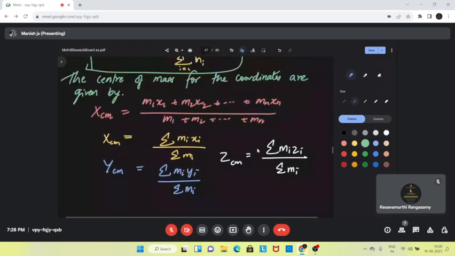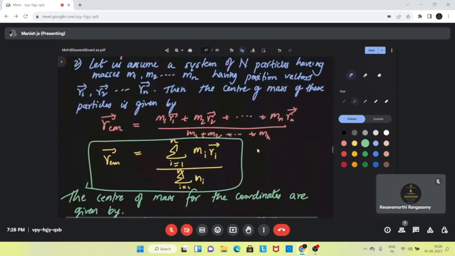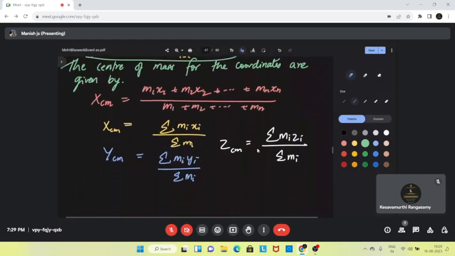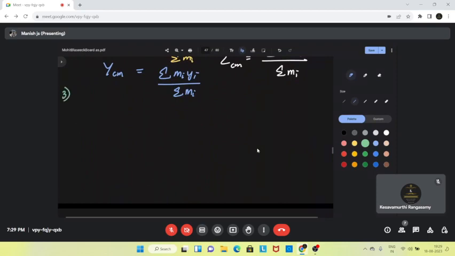Okay, so number 3. Fine. I just put the number 3. Third number. So now we are going to see the velocity of the center of mass.